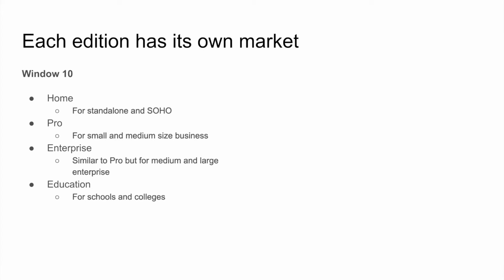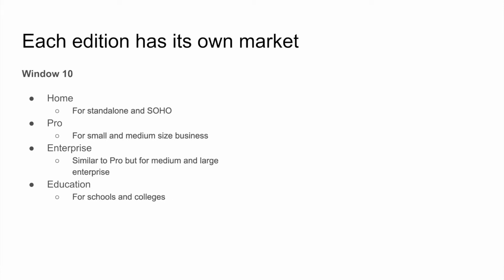For example, Windows 10 has Home, which is designed for standalone, and SOHO, which means small office or home office. Pro, which is designed for small and medium-sized businesses, and Enterprise, which is similar to Pro but for medium and large enterprises, and Education, which is for schools and colleges.